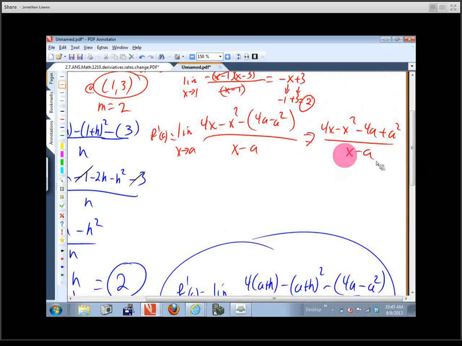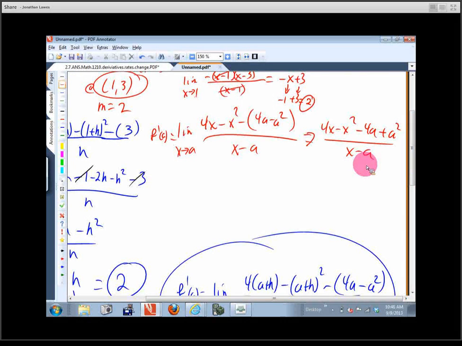Can you plug in an a for x? Nope, you get a 0 in the denominator. So we've got to simplify this somehow. Any ideas?